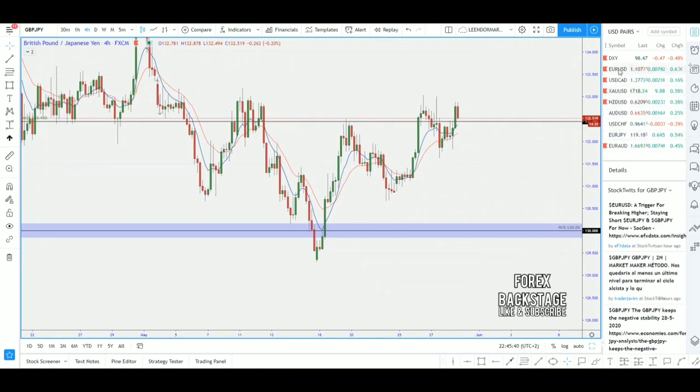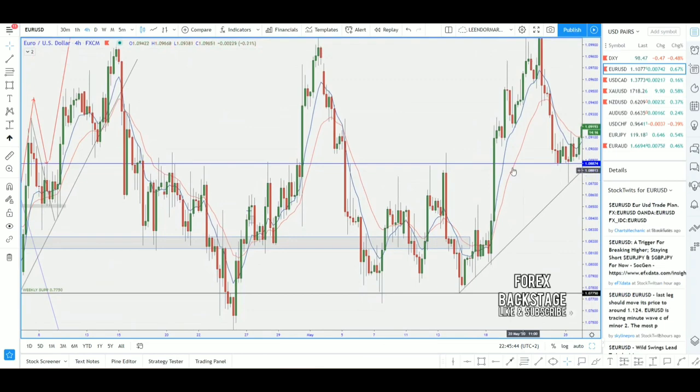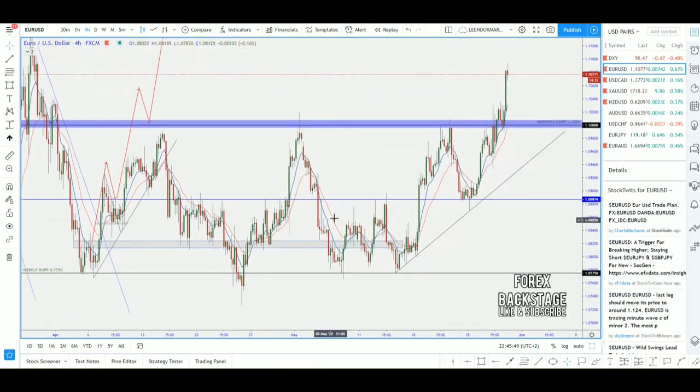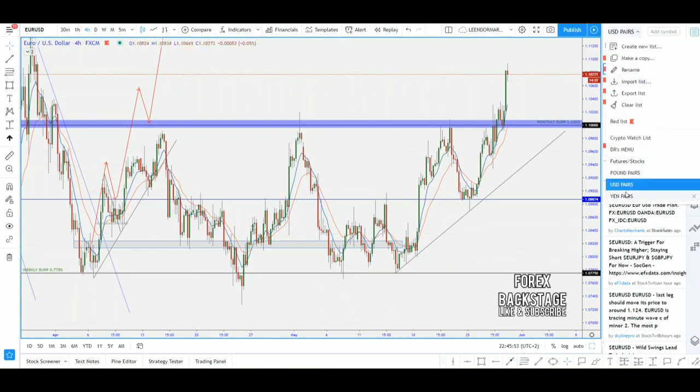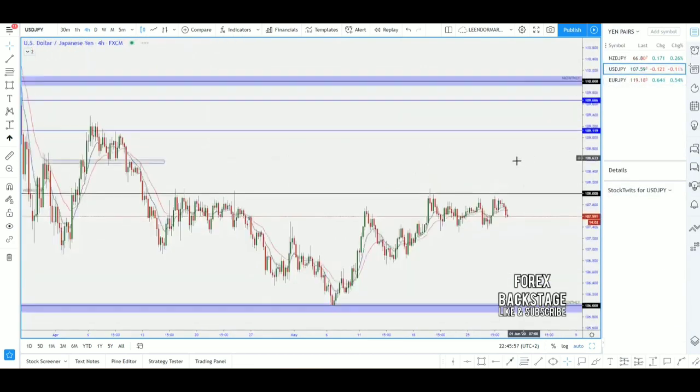USD pairs. Let me go to Euro USD for the sake of this lesson. Obviously, you will draw all the lines on your charts, draw the daily lines. Actually, I think I need to do an empty chart. Let me go to UJ.